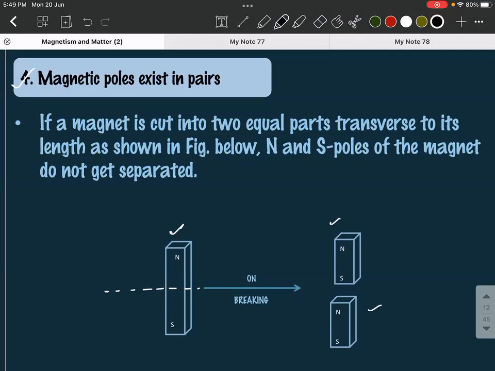What we generally tend to think is that the North Pole will go to the first part and the South Pole to the second part, but that will not happen. The North and South will still exist for the first piece, and North and South will still exist for the second piece also. Magnetic dipoles always exist only in pairs. You can have an isolated positive charge or an isolated negative charge, but you can never have an isolated North Pole or isolated South Pole. They always exist in pairs. That is one important point you need to make a note of.